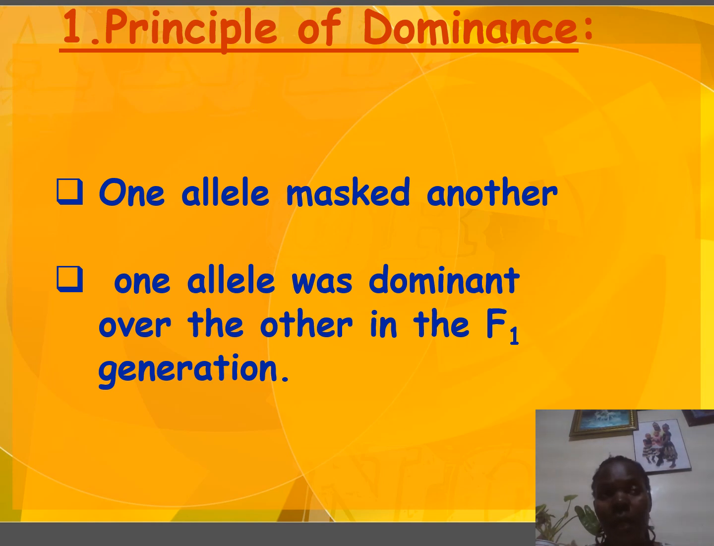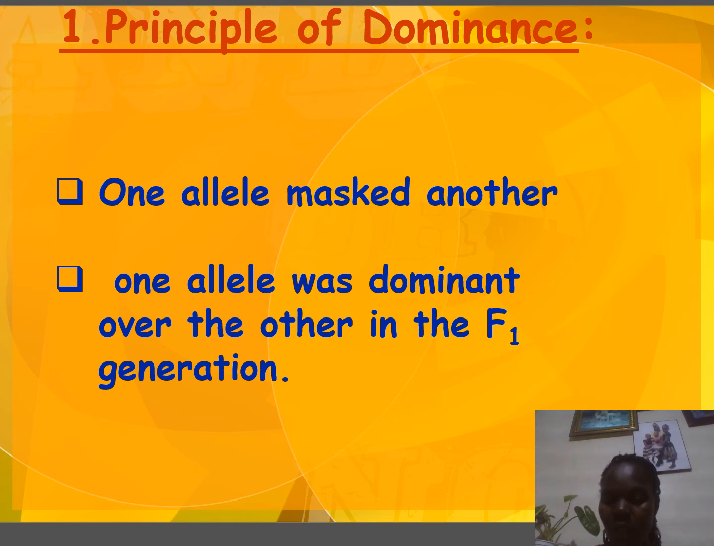The principle of dominance is simple. What it says is one allele masks another, and the dominant allele is the one which is going to mask the recessive allele. So one allele is dominant over the other in the F1 generation.